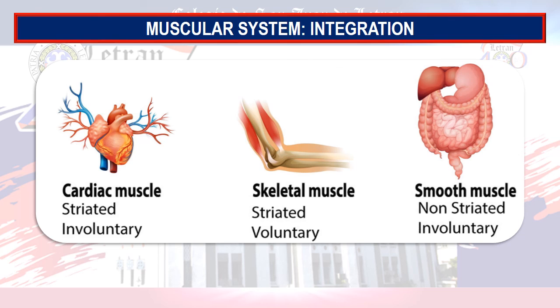And lastly, we have cardiac muscle. Cardiac muscle is found in the walls of the heart. It is also under control of the autonomic nervous system. The cardiac muscle is striated like skeletal muscle. The contraction of cardiac muscle is involuntary, strong, and rhythmical.